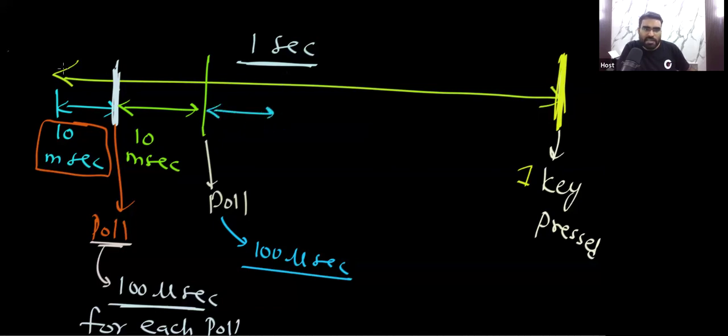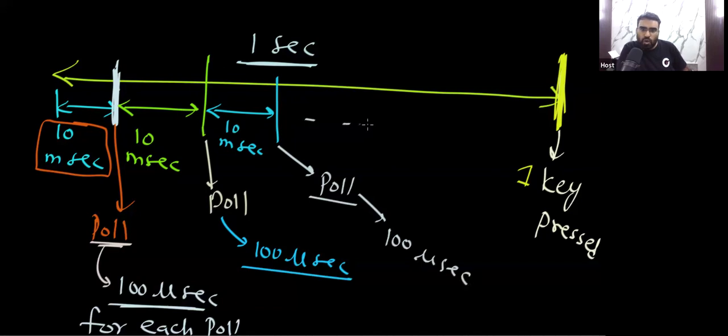After every 10 millisecond, this is the next 10 millisecond. Remember, this is the next 10 millisecond. After this 10 millisecond, again what will we do? Again, we will do poll. In this poll, again, 100 microsecond will be wasted, and so on.